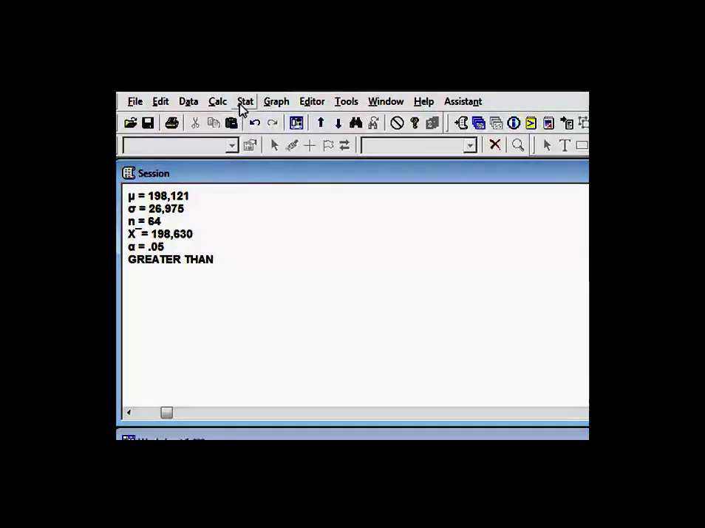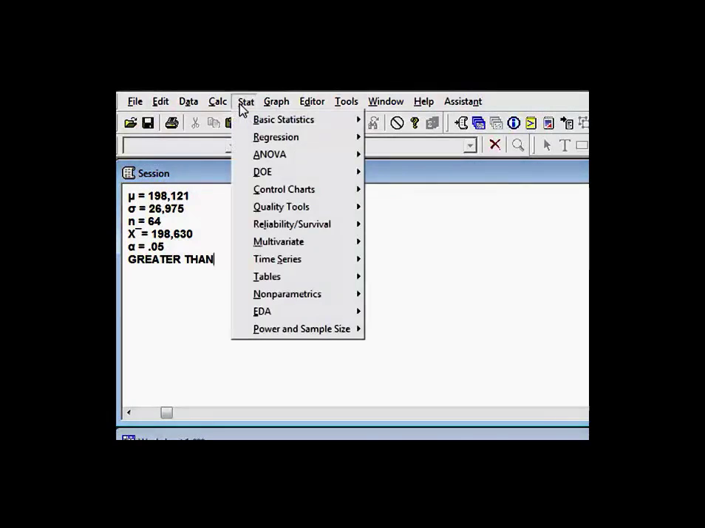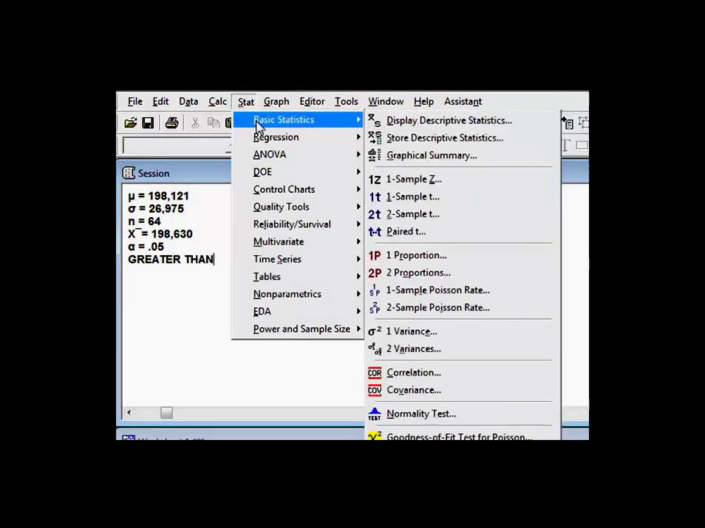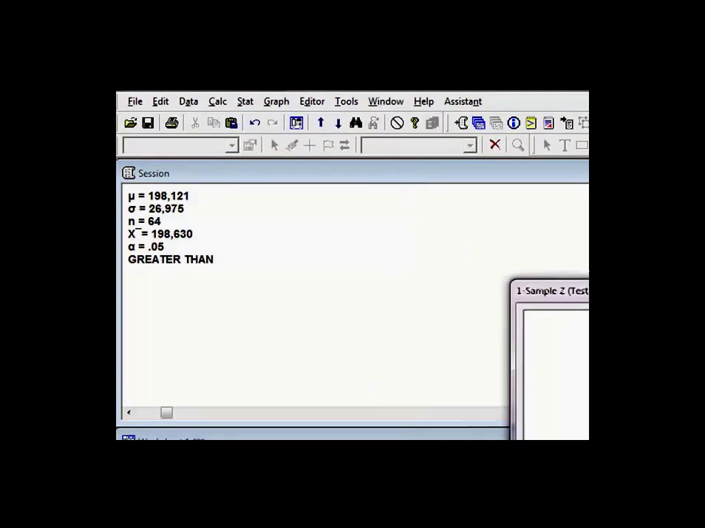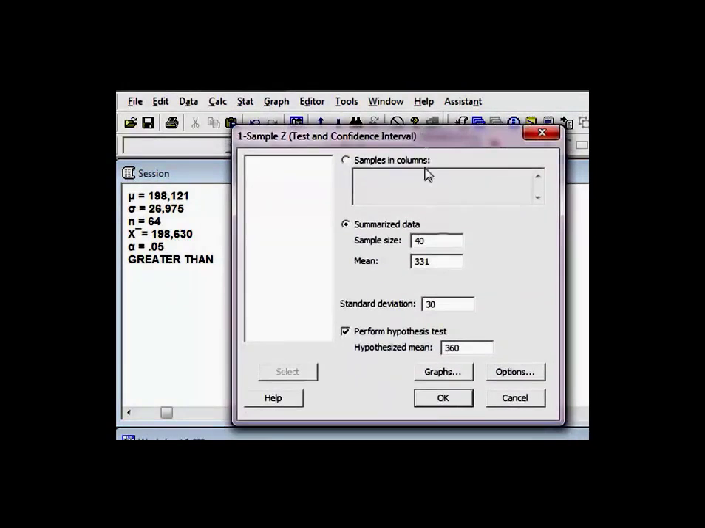I'm coming up to Stat, Basic Statistics, and because I have a population standard deviation, I know that this is a z-test. I only took one sample, so I'm going to use one sample z. I'm going to get my dialog box. This is left over from the last problem I worked. Sorry, guys. Small little glitch in the works here.